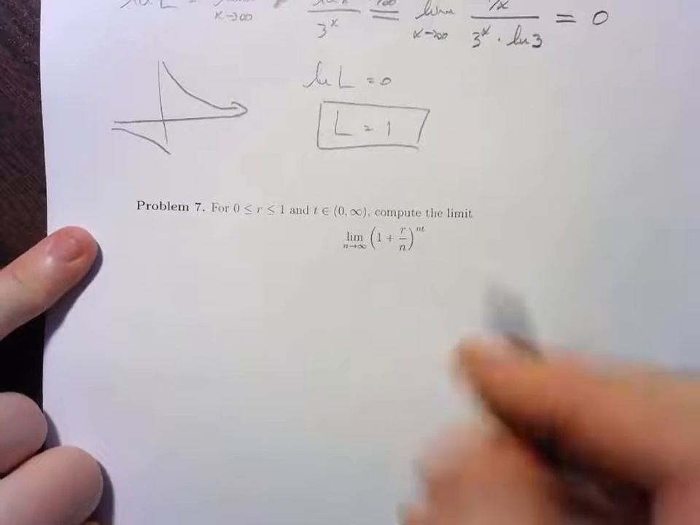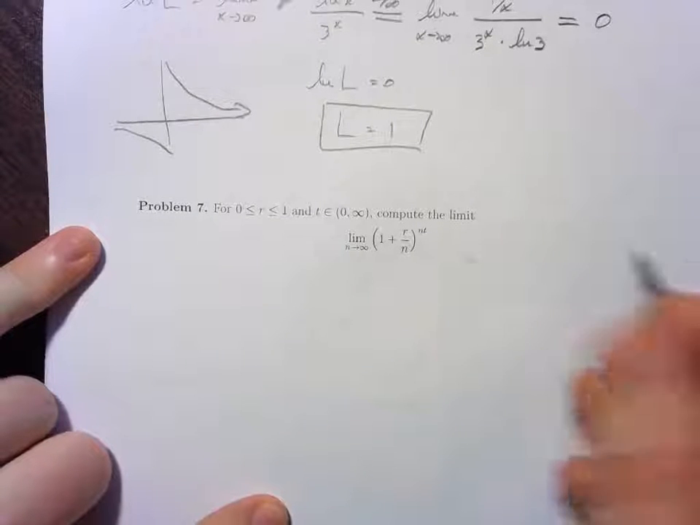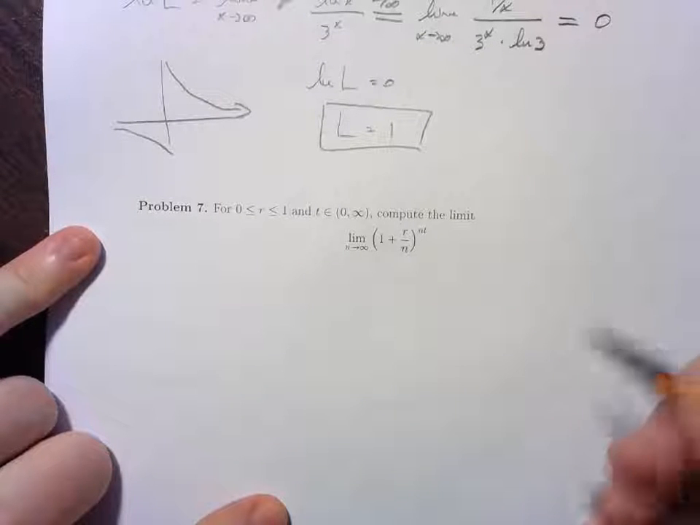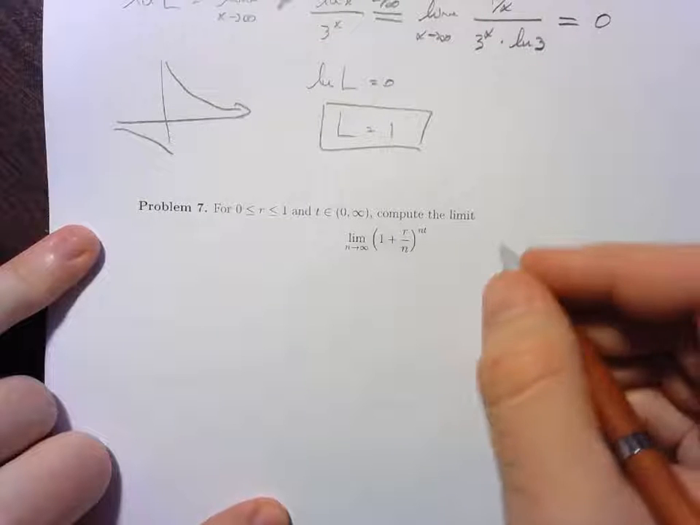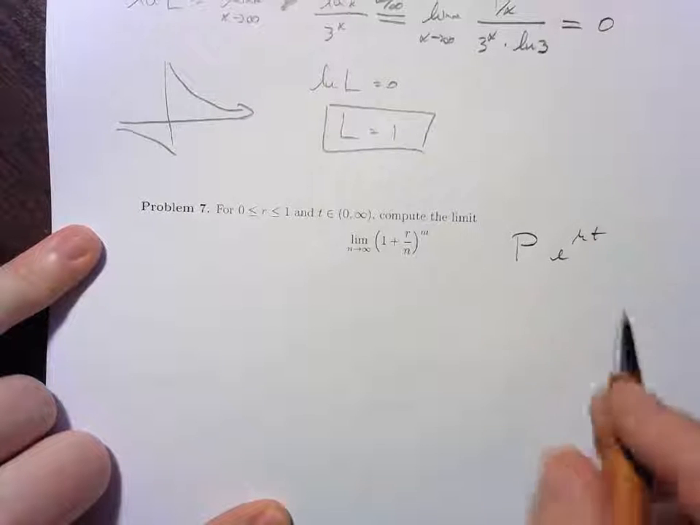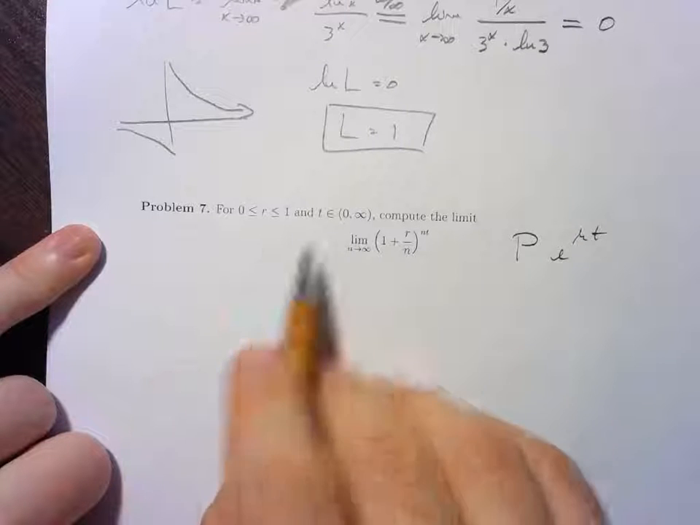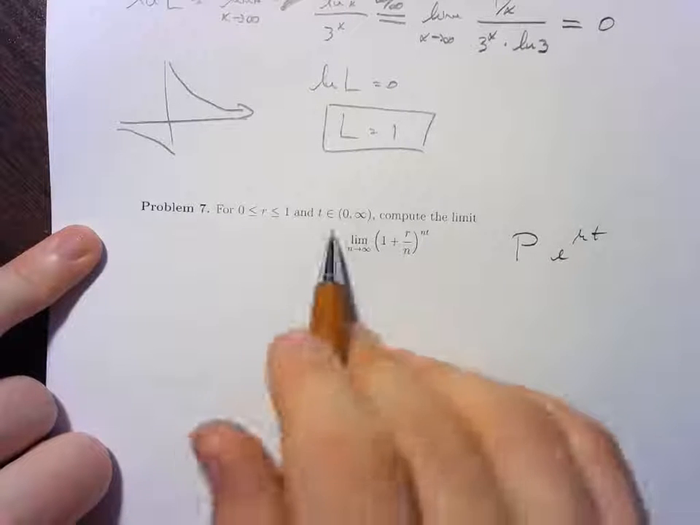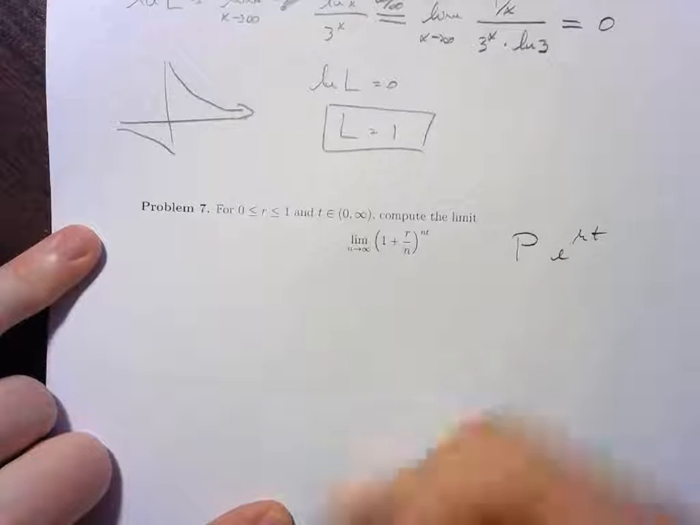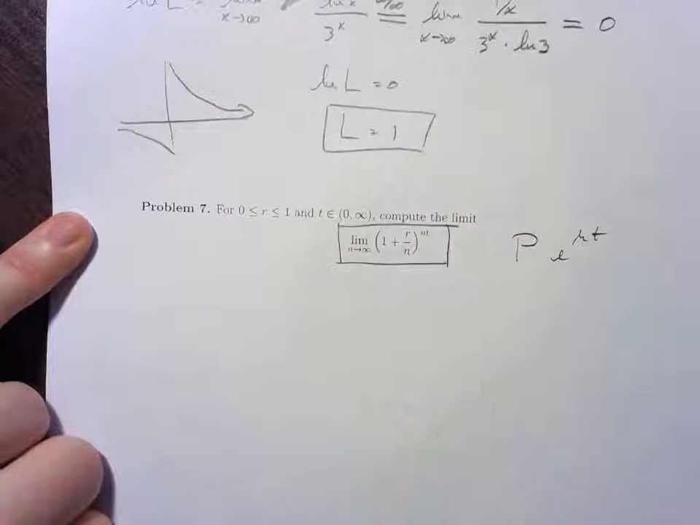And for the final problem for this section, I put something that lets us show that for interest that's compounded continuously, the accumulated value is the principal amount times e to the rt, where r is the interest rate as a number between 0 and 1, and t is some time interval that is bigger than 0. So the limit is this one here, right?